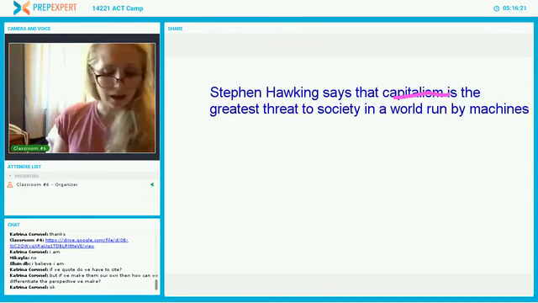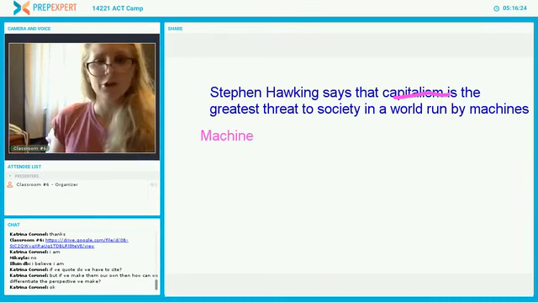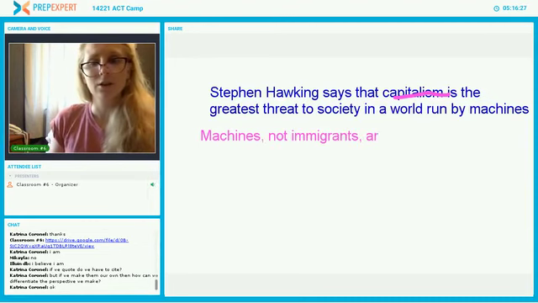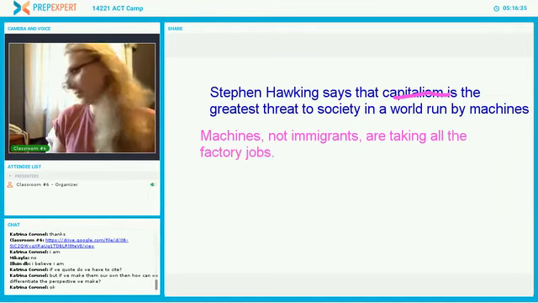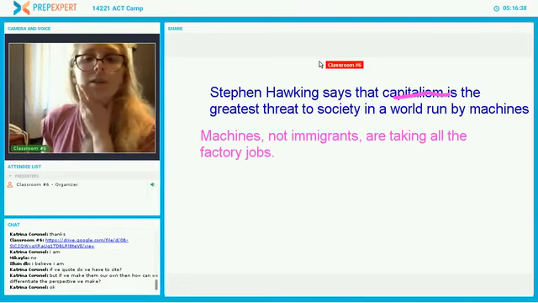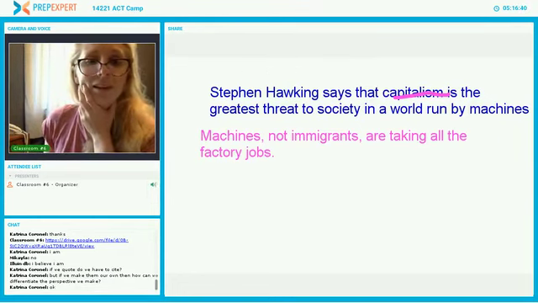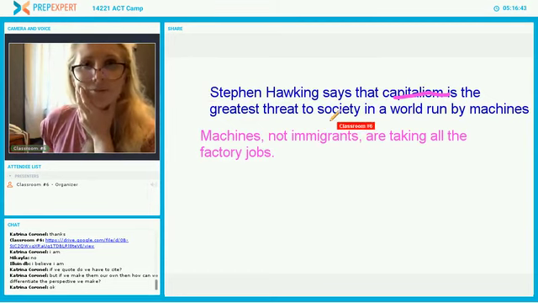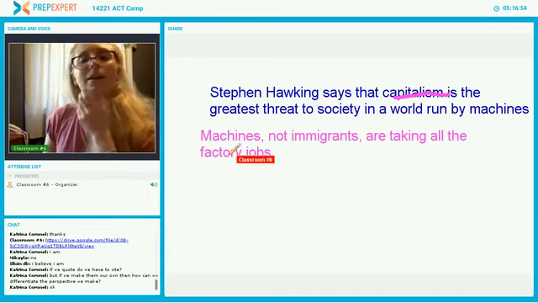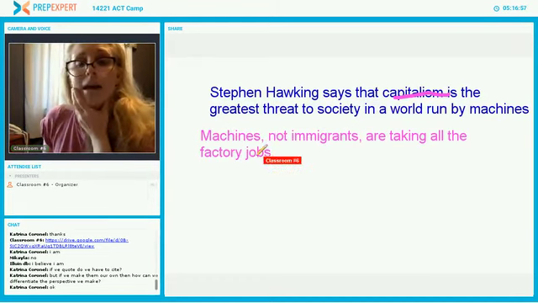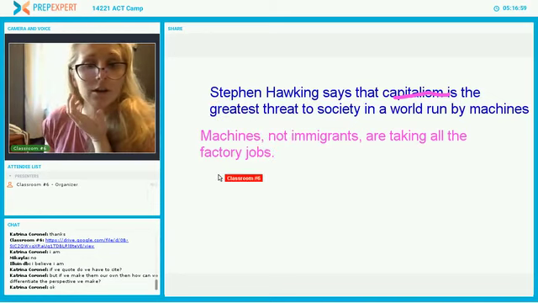I could say something like, machines, not immigrants, are taking all the factory jobs. Right? So this is something that's particularly maybe interesting at the moment. Who's taking factory jobs? Machines, right? It's harder to demonize machines than it is to demonize people, but maybe this is a controversial topic you could kind of start off with.